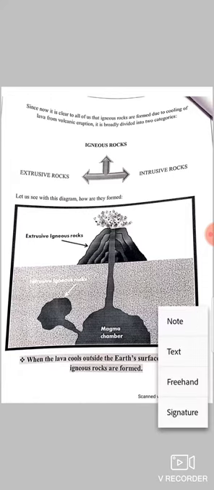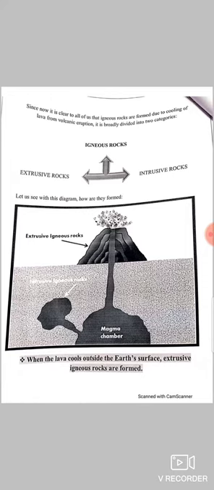The definition is in the last line. When the lava cools outside the earth's surface, the lava that cools outside the earth's crust, extrusive igneous rocks are formed. And when the lava cools inside the earth, then intrusive igneous rocks are formed. And if magma never erupts and cools slowly in the ground, it becomes intrusive igneous rocks. It means it is a slow process.